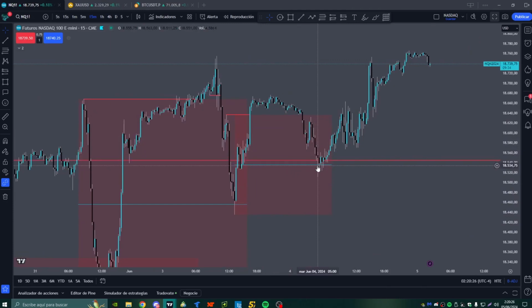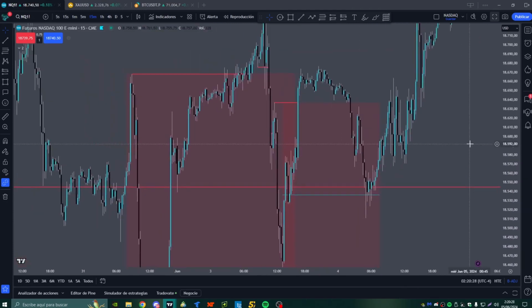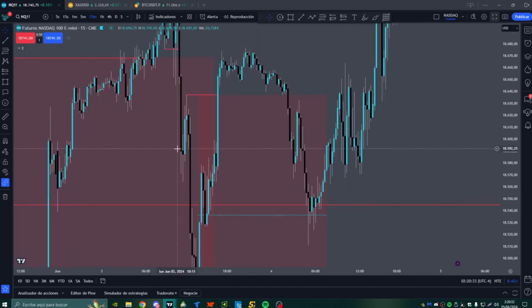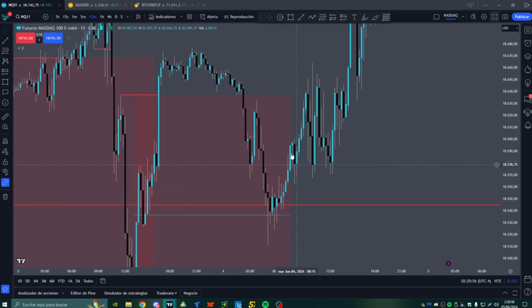We have a pullback at its 50%. We follow the structure again, just like what happened here. This is going down. It makes a valid pullback and continues the drop. So what happens here is it makes this candle, the drop, and we close above, valid pullback, and we take it out. Continuation of the downtrend from all this movement.